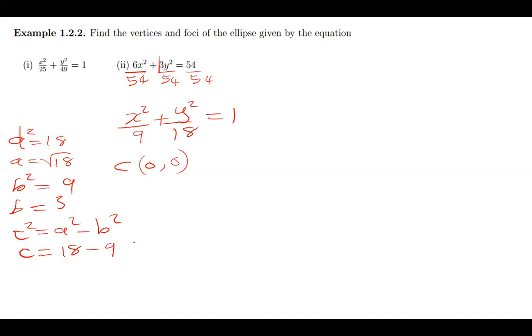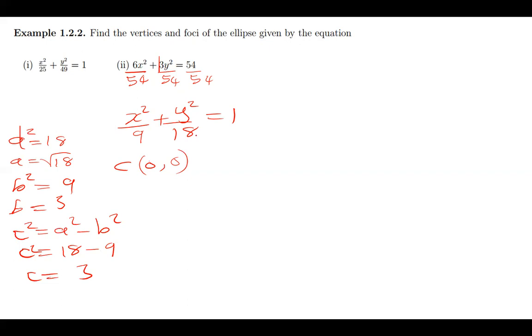Okay, our c squared is 9. Oh, sorry, our b squared is 9. So c squared is given by that. So 18 minus 9 gives us 9. So meaning the value of c will just be 3, because we know that c squared will be equal to 9. Then the square root of 9 will give us 3.